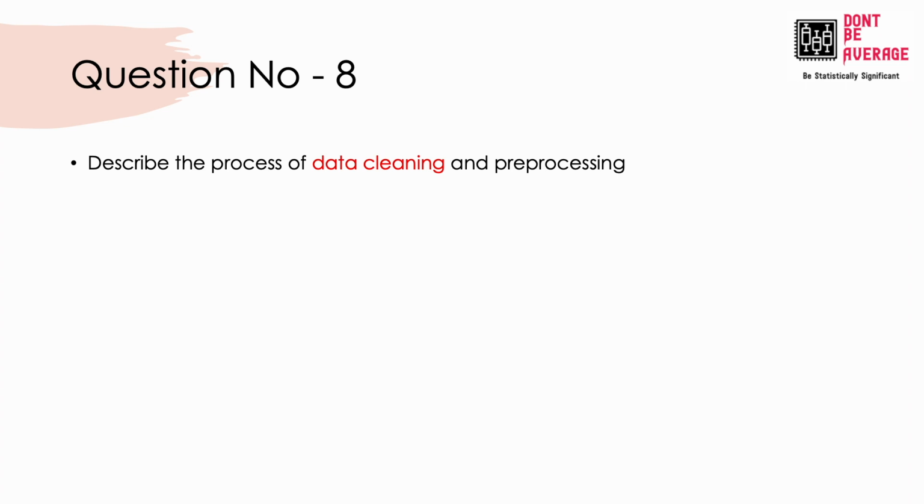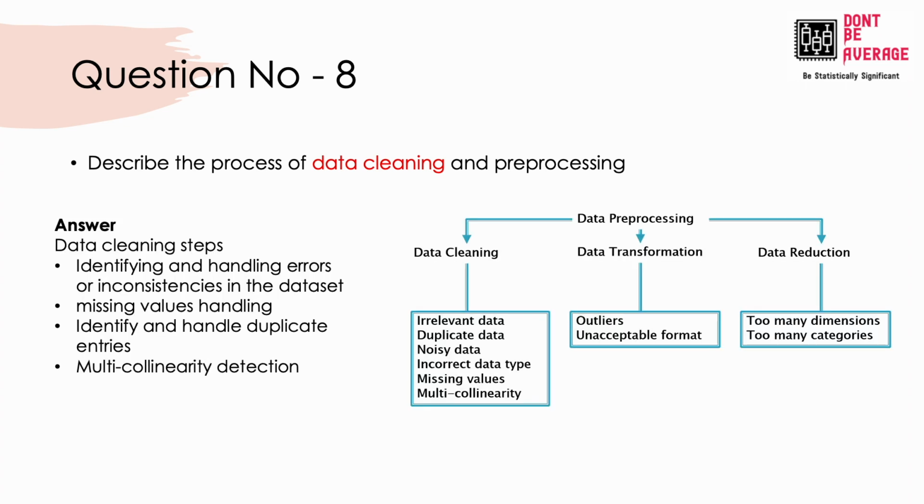Question number 8. Describe the process of data cleaning and pre-processing. So data cleaning is a part of the data pre-processing step. Sometimes data pre-processing also includes data transformation, data reduction, dimension reduction and all that. But if we talk about data cleaning, majorly it involves steps like finding irrelevant data, finding duplicates in the data, finding noisy data, also finding incorrect data types.